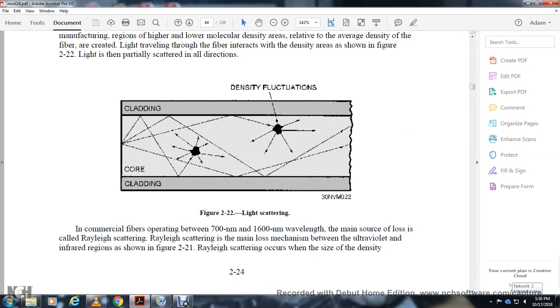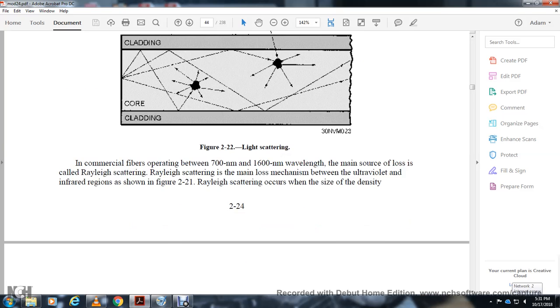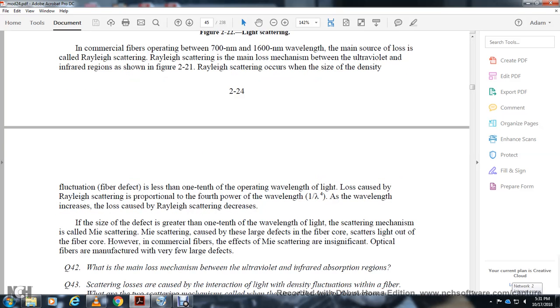Commercial fiber operates with wavelengths from 700 nanometers to 1600 nanometers. The main source of loss is Rayleigh scattering, the main loss mechanism between the ultraviolet and infrared regions, shown in figure 2.21. Rayleigh scattering occurs when the size of the density fluctuation or defect is less than one tenth of the operating wavelength of the light. The loss caused by Rayleigh scattering is proportional to 1 over the wavelength to the fourth power. As the wavelength increases, the loss decreases. This is called Rayleigh scattering.